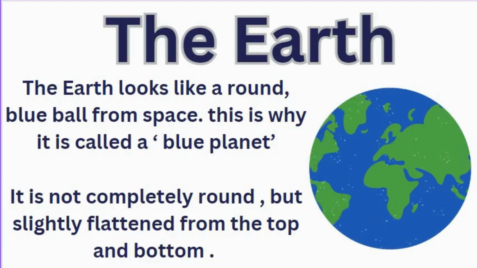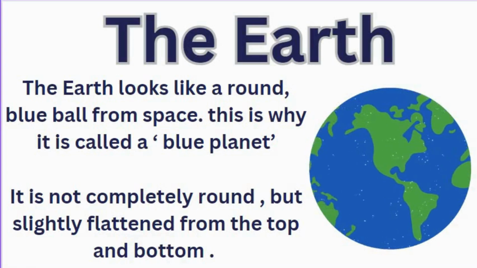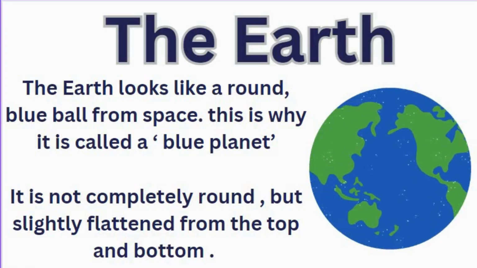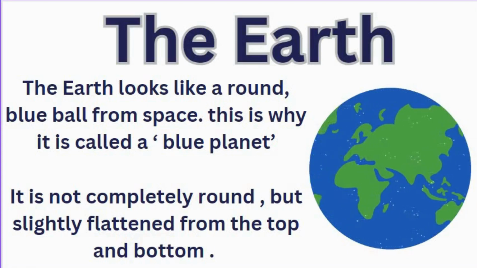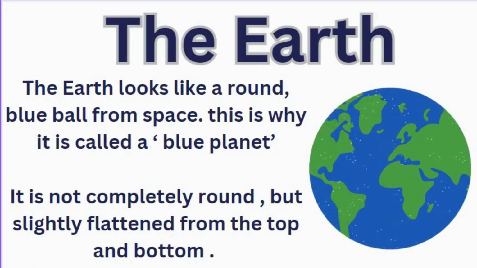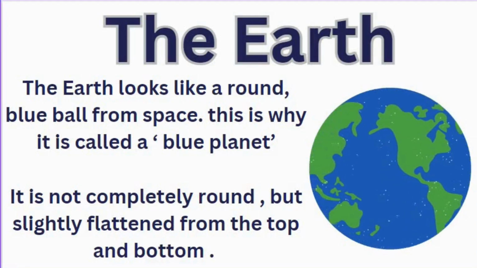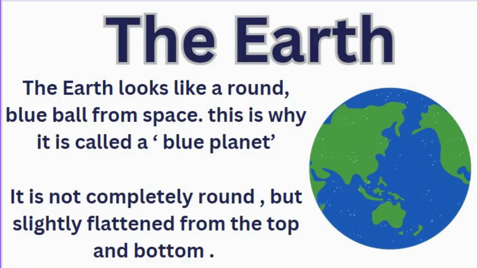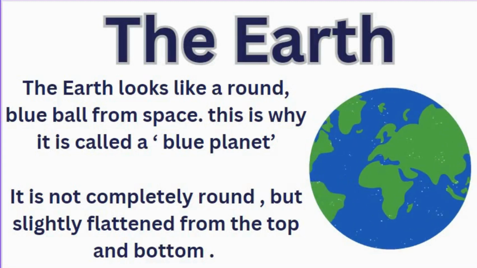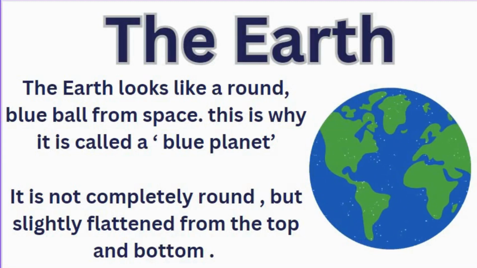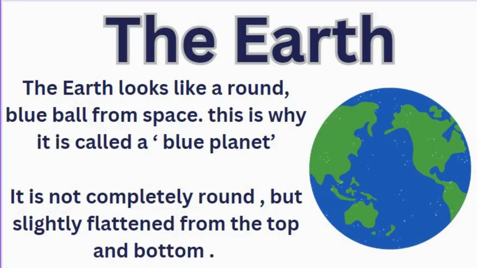So how does Earth look? Earth looks like a round blue ball from space. Space से Earth round blue ball की तरह दिखता है. That's why we call it a blue planet. But actually the Earth is not completely round. अर्थ completely round नहीं होता है, slightly flattened from the top and bottom.